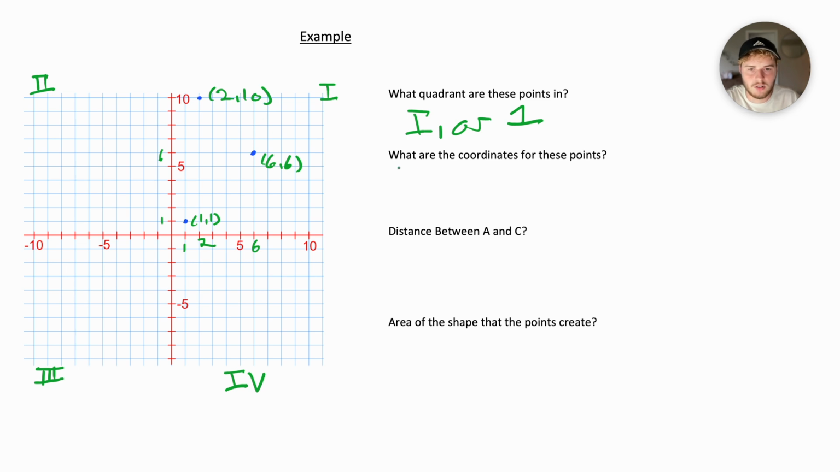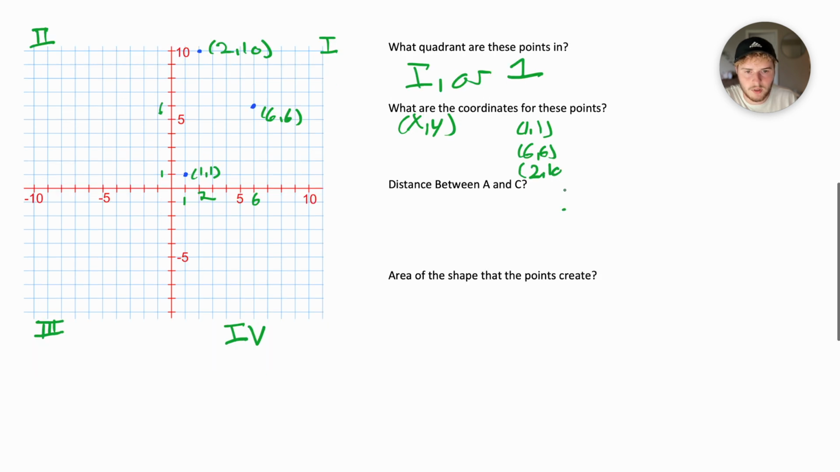And a reminder that all these points are in terms of x, y. So first you find the x value that corresponds, and then you find the y value that corresponds. So we can label them out here. We got 1, 1, 6, 6, and 2, 10. Those will be our 3 points. And we're going to call, let's see here, this one A, this one B, and this one C. So let's find the distance from, let's see, A to C.